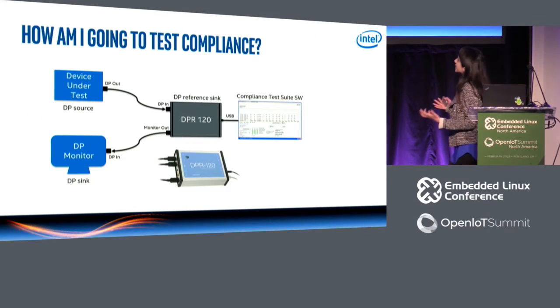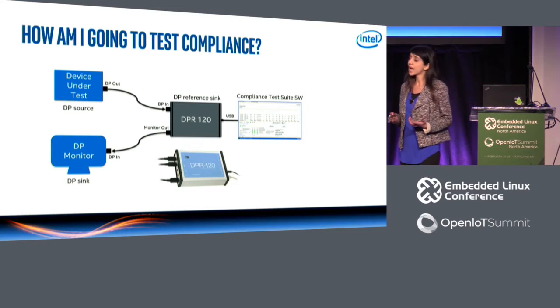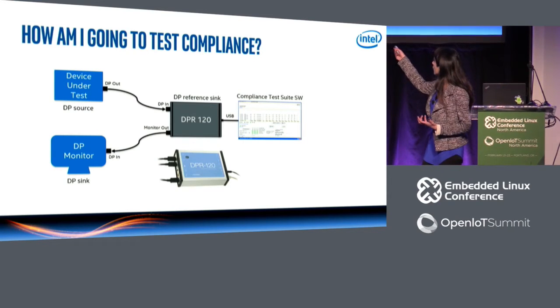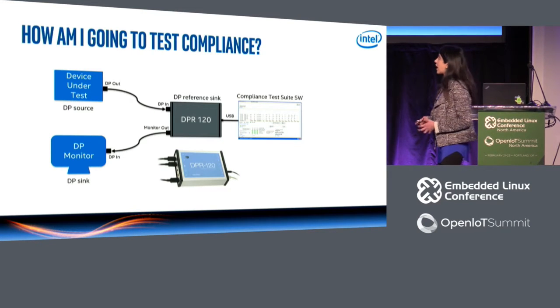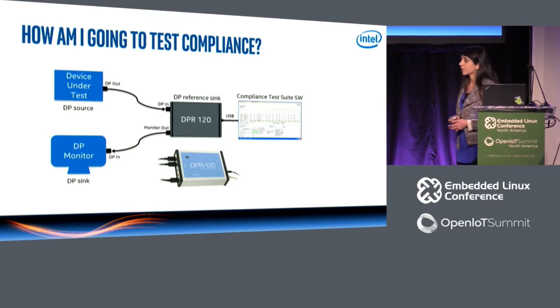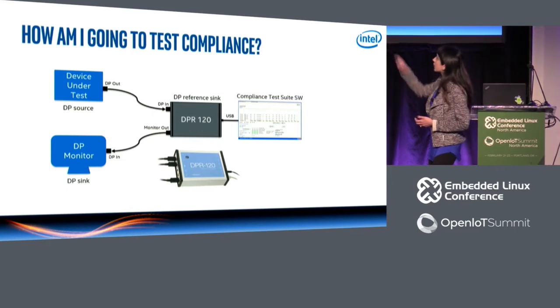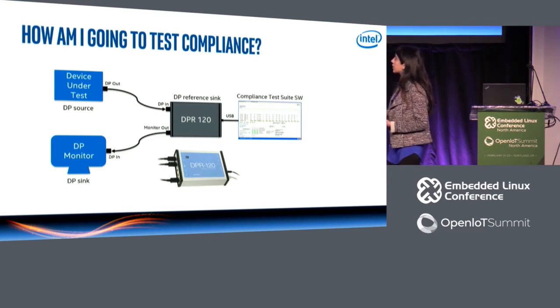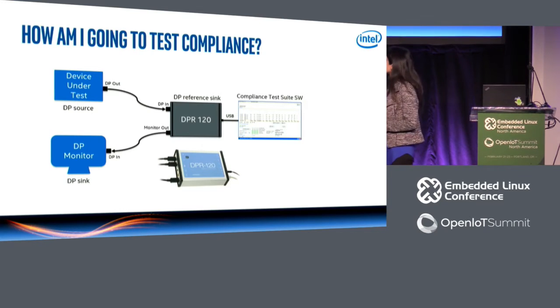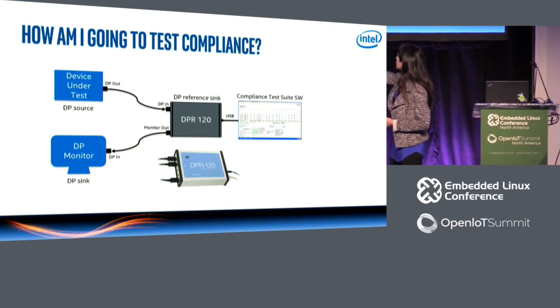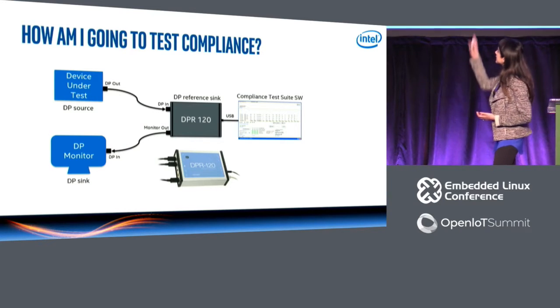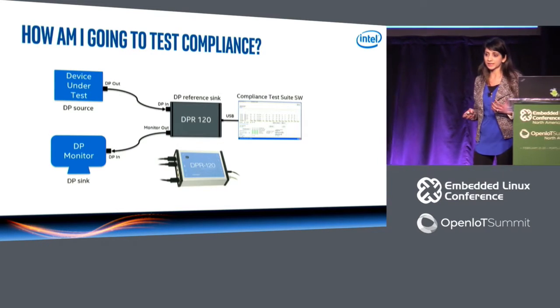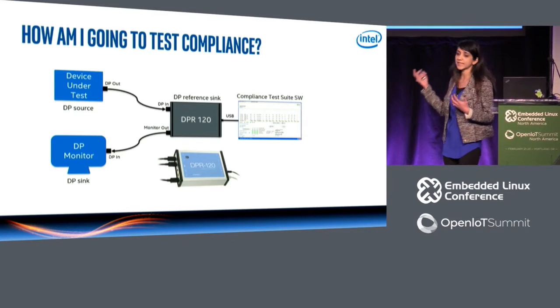So how was I going to test this compliance? I used this equipment called the DPR120. It's manufactured by Unigraf, and it's certified by VESA to run these compliance tests. This device is hooked up to the device under test, which could be your laptop running the graphics driver. And the output DP cable is connected to the DP monitor. So this basically acts as a reference sink device, and it can run the compliance test suite.